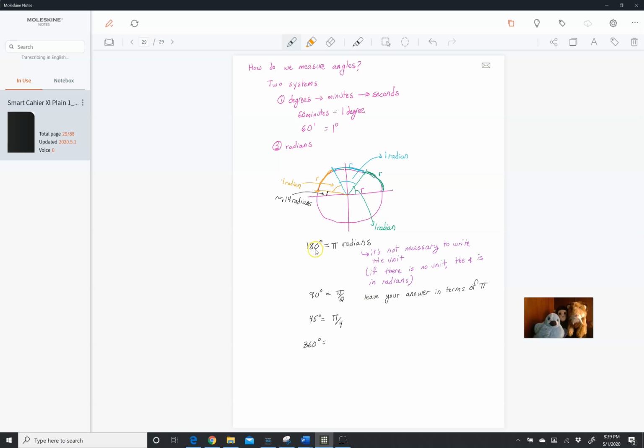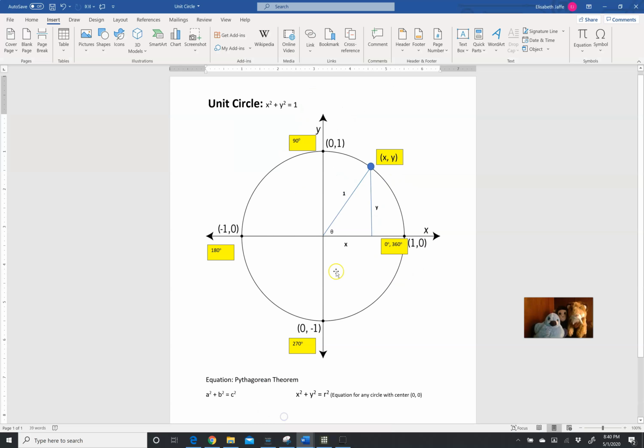360 degrees. Well, 360 degrees is double 180. So 360 is double pi. So 360 is 2 pi. We could even go down here to this 270 degrees. Well, 270 degrees, it turns out, is 1.5 pi, right? Here's 1 pi, and then we're going another half pi. So 1.5 in fractions is 3 halves. So it's 3 pi over 2.